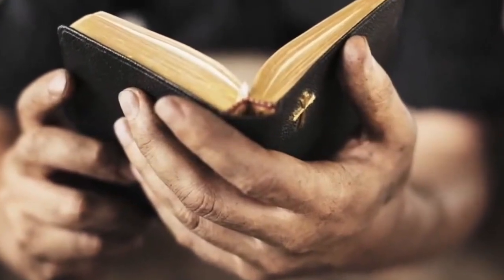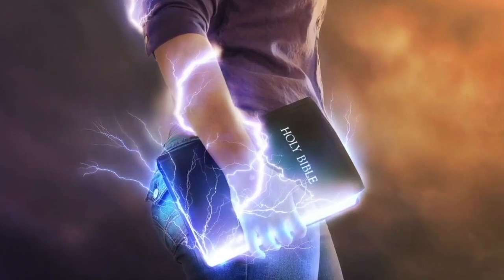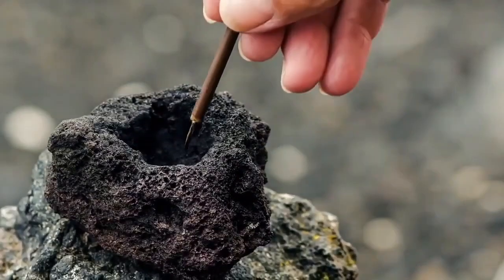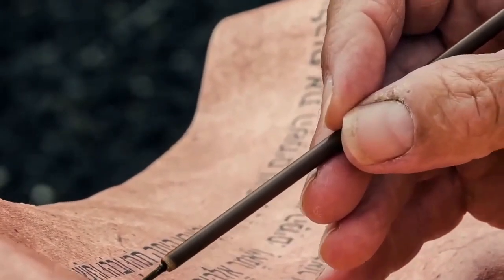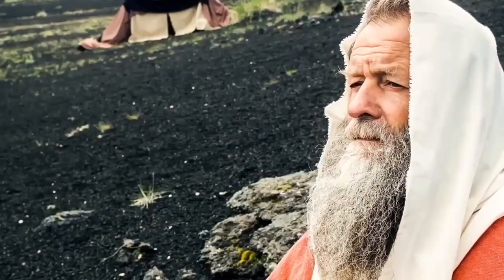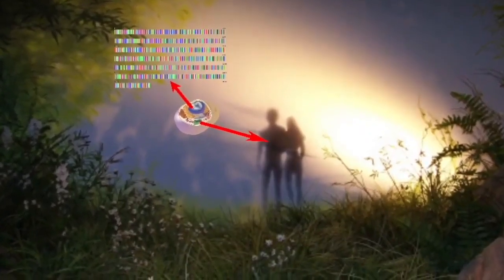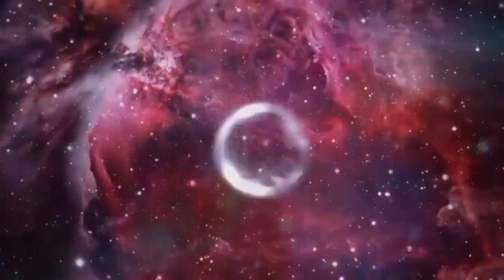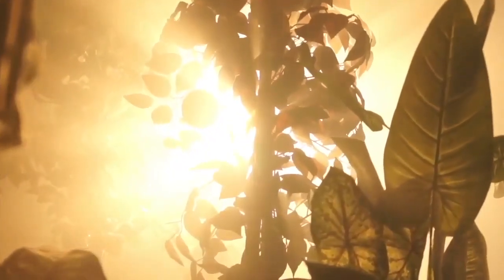The Bible claims to be the history book of the universe. The Bible is extremely clear when it comes to human origins. Genesis 1:27 says, "So God created man in his own image. In the image of God created he him. Male and female created he them." Jesus Christ himself in Mark 10:6 said, "But from the beginning of the creation, God made them male and female."